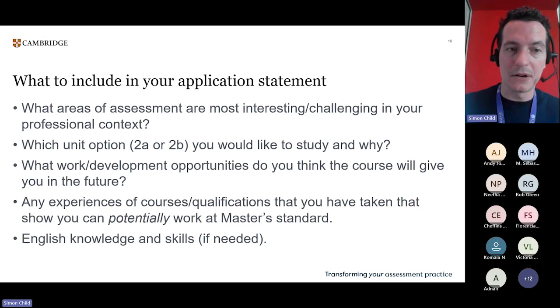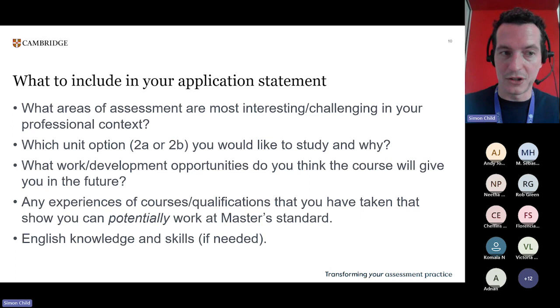Also, give us any experience of courses or qualifications that show that you could potentially work at master's standard in the topic of educational assessment. So this may be your undergraduate degree or any courses that you've taken that are of master's level before. You may also have some other courses.